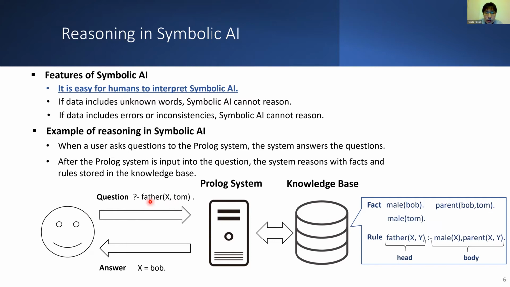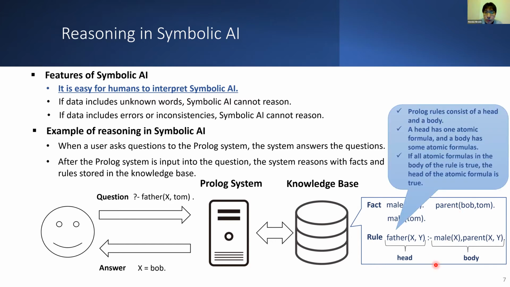This question means, who is Tom's father? Here, the uppercase letter X means a variable. After the question is input into the Prolog system, the system reasons with facts and rules stored in the knowledge base. These are examples of facts and rules. This fact means Bob is a male. This means Tom is a male. And this means Bob is Tom's parent.